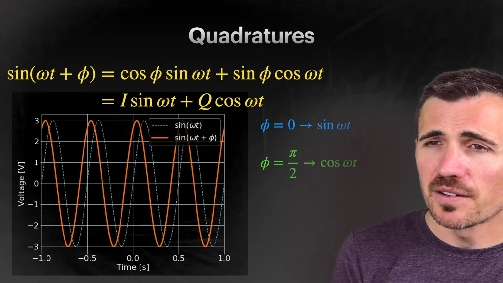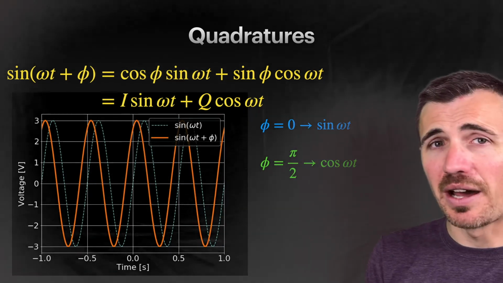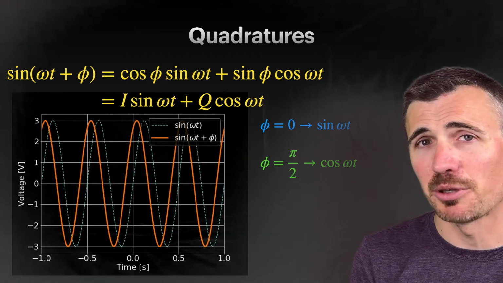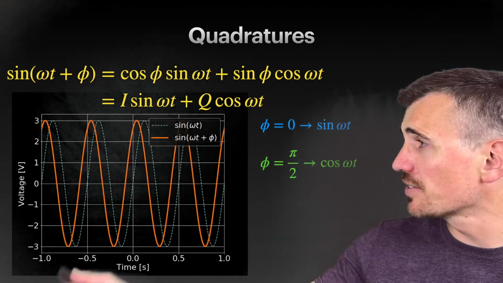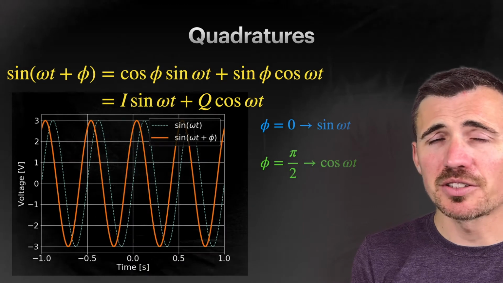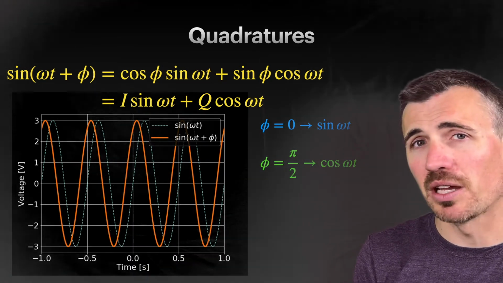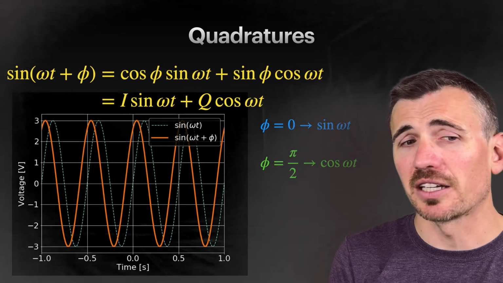And if my phase happens to be 0, if phi happens to be 0, then I get a pure sine wave. If it happens to be 90 degrees, I get a pure cosine wave. But in general, I'm going to have some random phase shift, and that means I'm just going to have some combination of sine and cosine. A phase-shifted sine wave is just some combination of sine and cos.